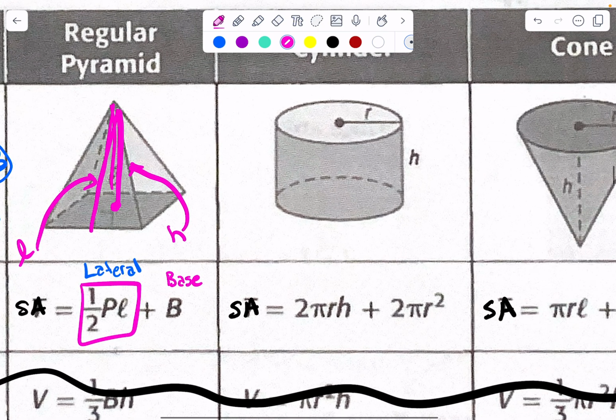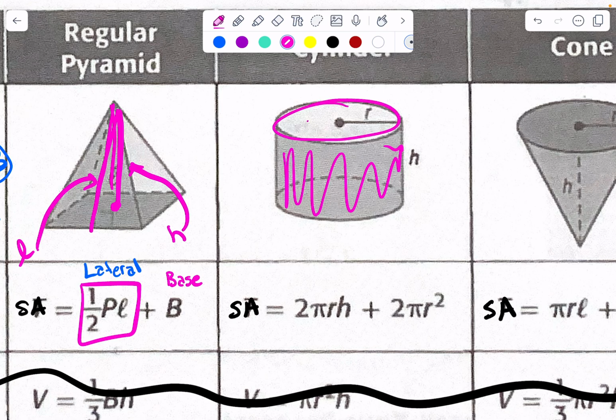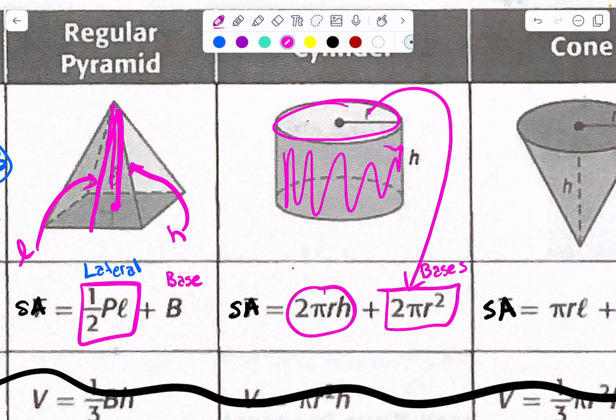Okay, cylinder. Again, we're going to have lateral, and think of the lateral as like the soup label that goes around. It's not the bases, the top and the bottom. Now, the bases, the top and bottom, are going to be this 2 pi r squared. The area of a circle is pi r squared, and since there are 2 of them, we've got 2 pi r squared. That's going to be my bases. But my lateral is this part. The lateral surface area is going to be that little piece.